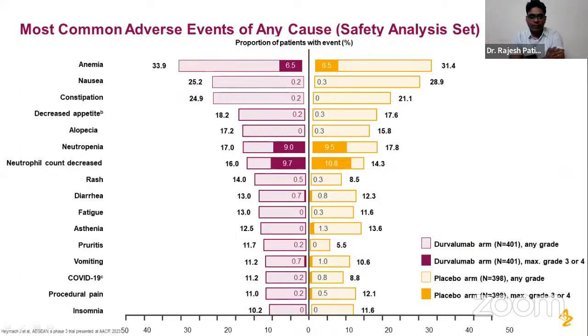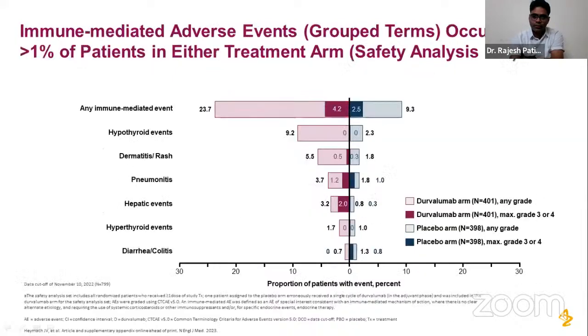And again, if we further see the different side effects, grade 3, grade 4 anemia was seen in 6% in both arms. Maybe the contributory factor was chemotherapy. And neutropenia was again seen in 9 to 10%, grade 3, grade 4 in both the arms. So side effects were quite similar in both the arms.